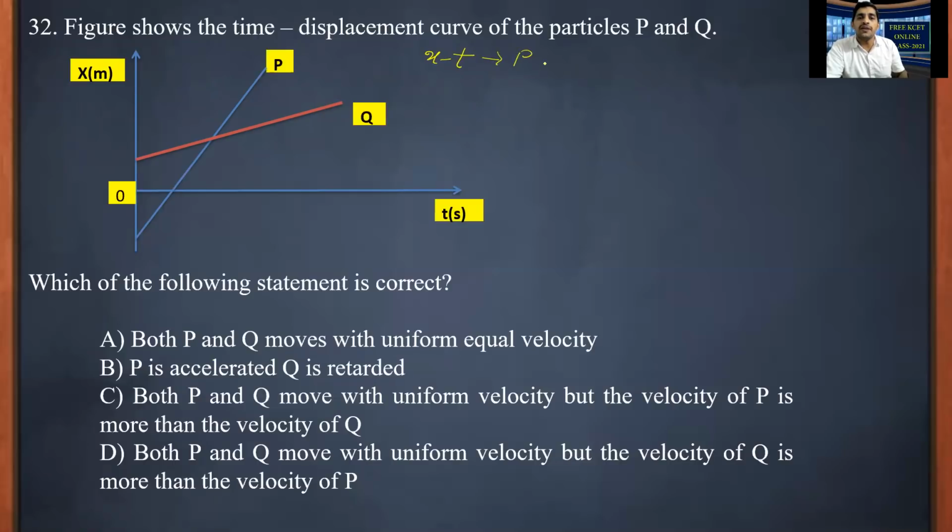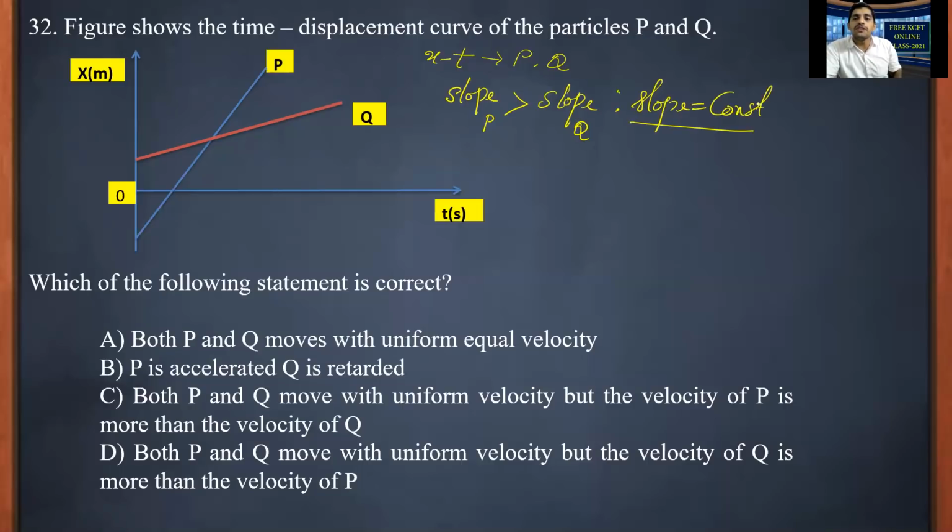Okay. Now what do we see here? So we can see that the graph P has a slope greater than the graph Q. So I can say the slope corresponding to the particle P is greater than the slope corresponding to the particle Q. And moreover, the slope is a constant. So for both the graphs, the slope is a constant. What does it mean? The slope is constant.